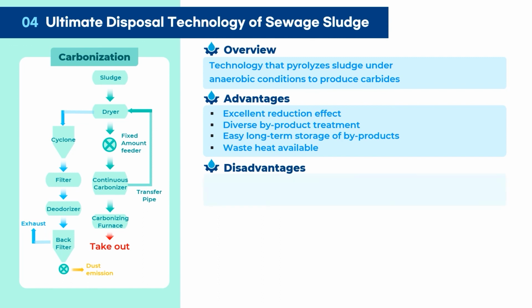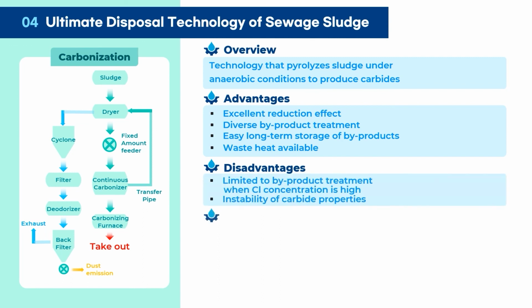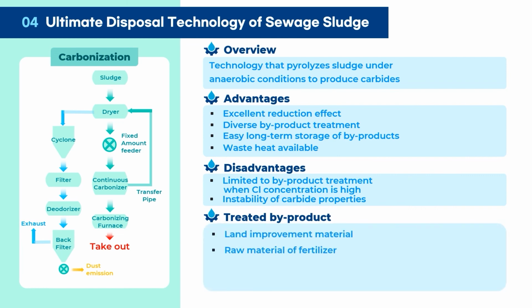However, it has the disadvantages that if it is used as soil improver or manure, when it has high salinity, it can affect soil and crops, so its use is limited. Another disadvantage is that because carbide itself is not completely decomposed, its properties are unstable.